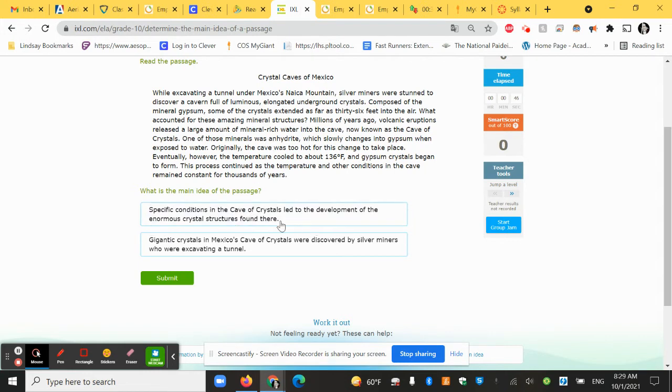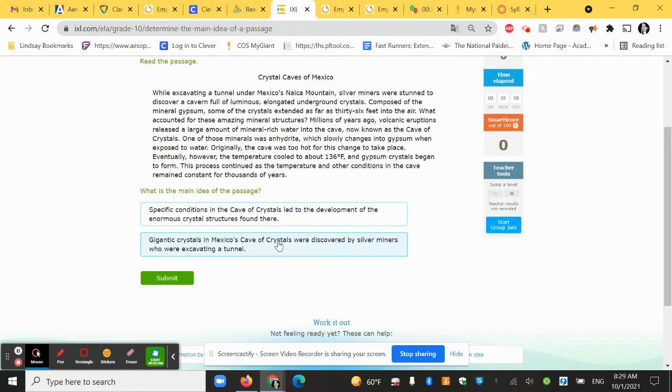Let's look at both. Now, the first choice is specific conditions in the Cave of Crystals led to the development of the enormous crystal structures found there. The second choice, gigantic crystals in Mexico's Cave of Crystals were discovered by silver miners who were excavating a tunnel. Now, this is the wrong answer. And how do I know that?